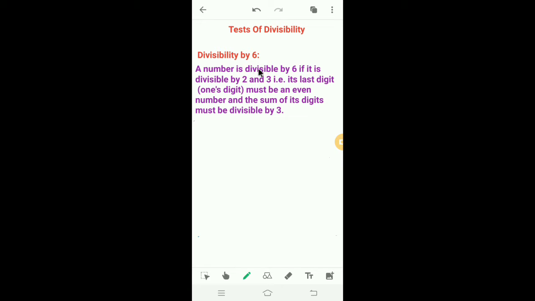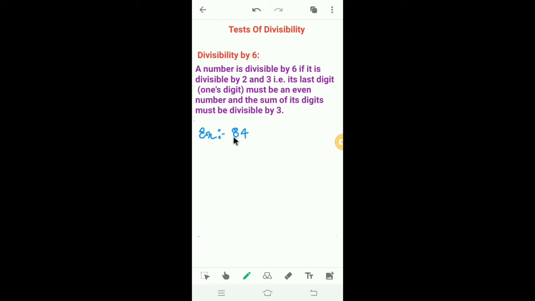A number is divisible by 6 if it is divisible by 2 and 3, that is, its last digit must be an even number and the sum of its digits must be divisible by 3.